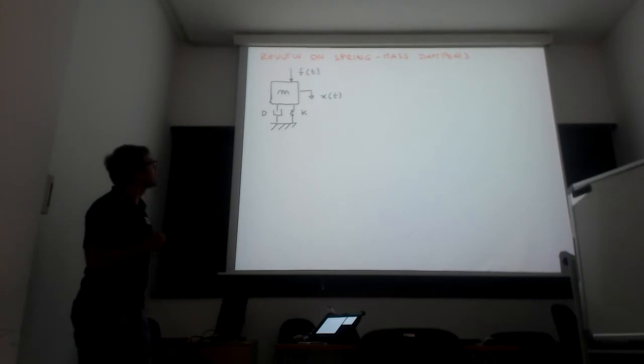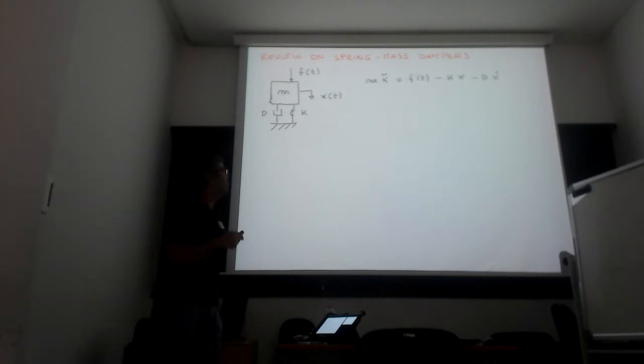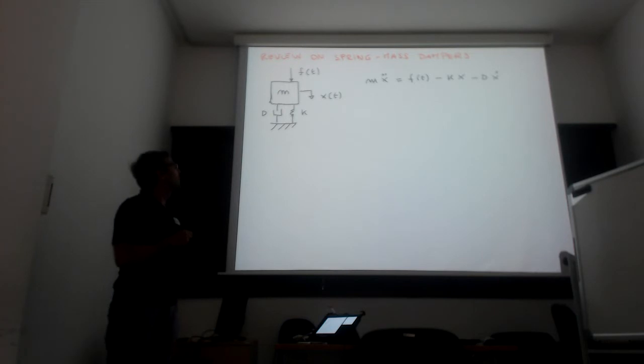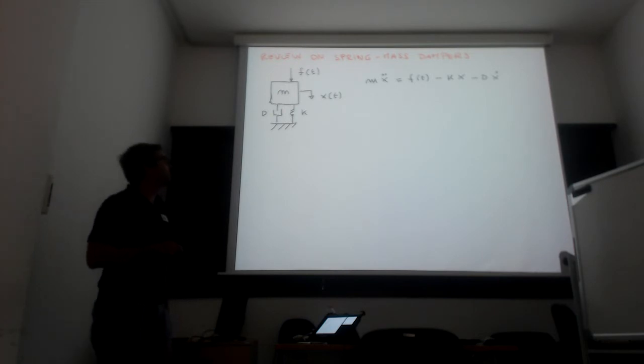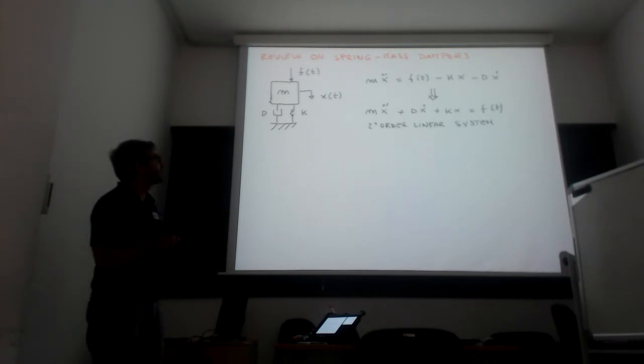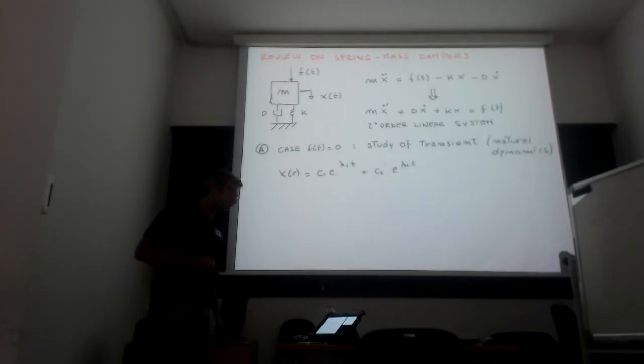You have a mass that is attached to a reference through a spring and a damper. We have an external force, and the dynamic equation of this model is the following. If we put everything on the left, this is the input force, and this is the position, velocity, and acceleration of the mass, and this is the equation of a second order linear system.